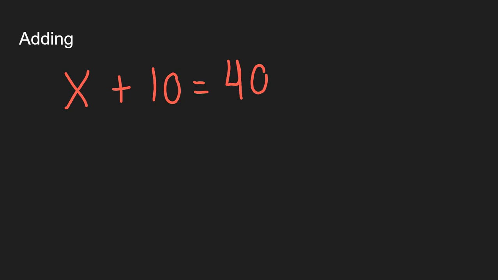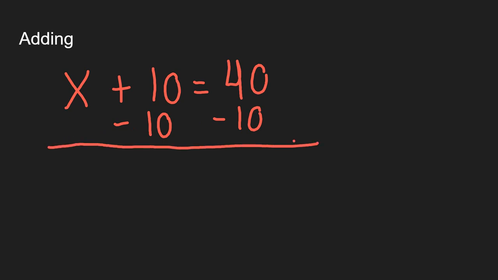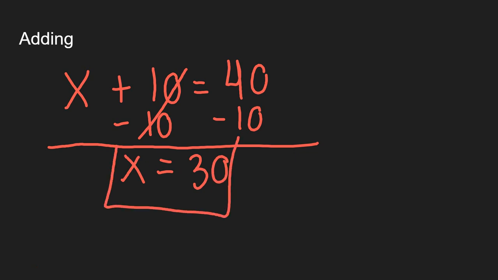So, what is the opposite of plus 10? Anybody? Yes. The opposite is minus 10. And whatever you do to one side of the equal sign, you do to the other. So, 10 minus 10 is 0, and we're left with x equals 40 minus 10, which is 30. Done. That wasn't so bad, right?